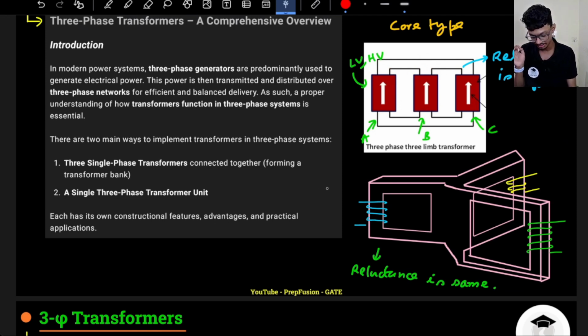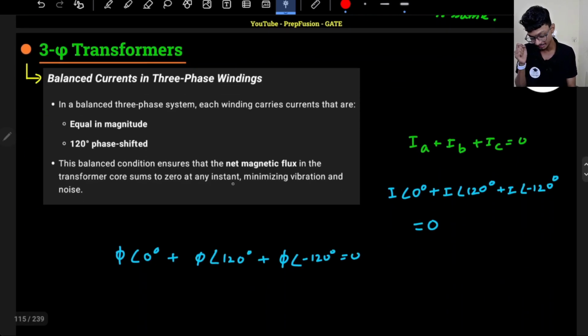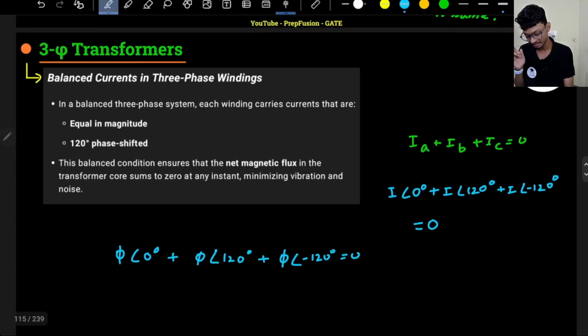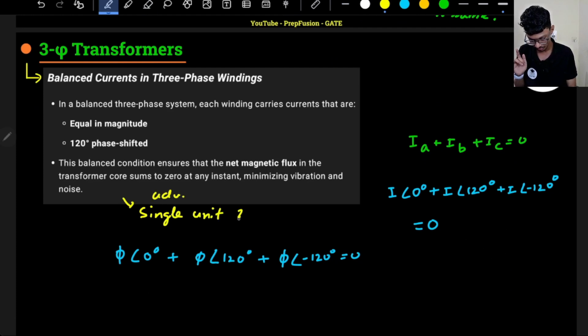You can take the integration; you will see the flux contributed by phase A, phase B, and phase C. If I take the average in a particular section, it will be 0. That helps in minimizing the vibrations and noise in the transformer. That would not be possible in a single phase transformer. So a single unit three-phase transformer has this advantage. This is the advantage of a single unit three-phase transformer.